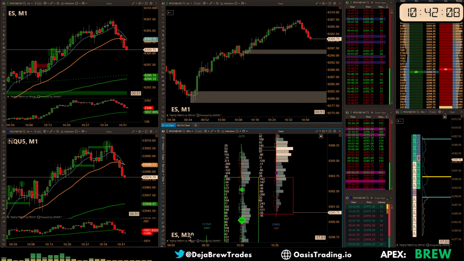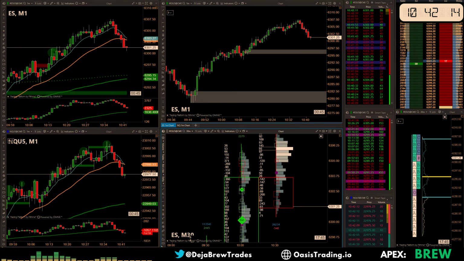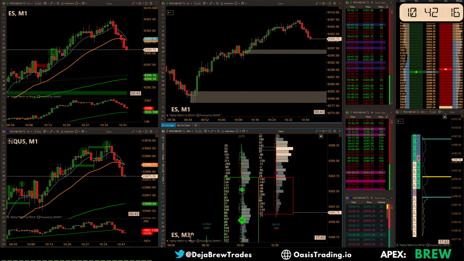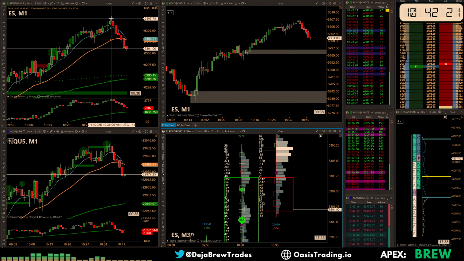So that right there goes back to what I talk about with single prints. They are not the reason to enter the trade. You need another reason. They're a good target though. So like right there, the reason to enter the trade would have been the 1-minute bear div. The target would have been the single print.